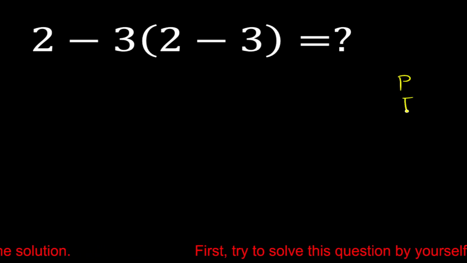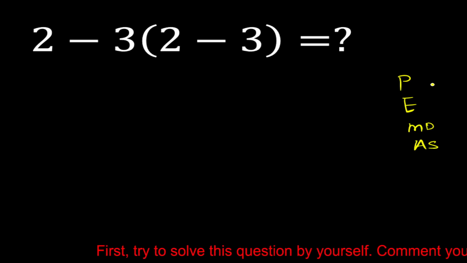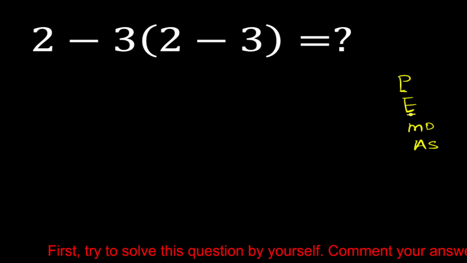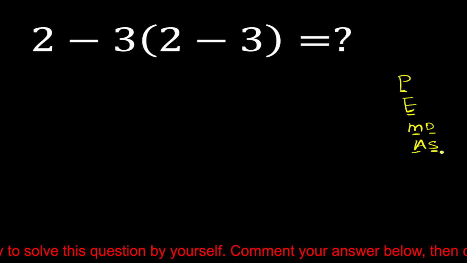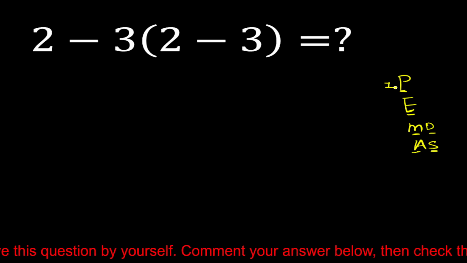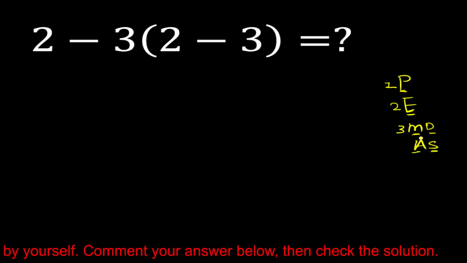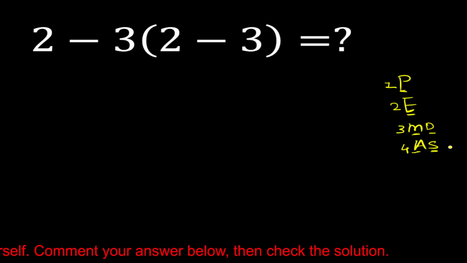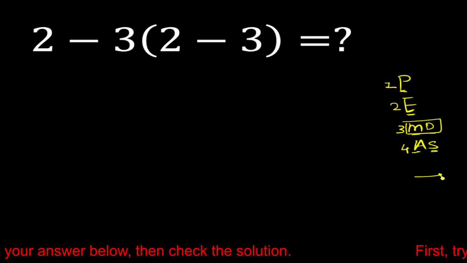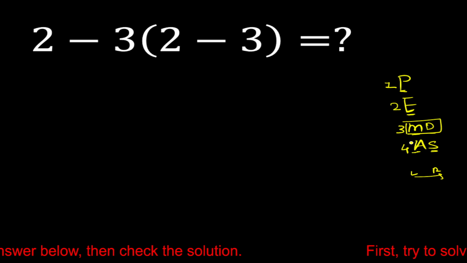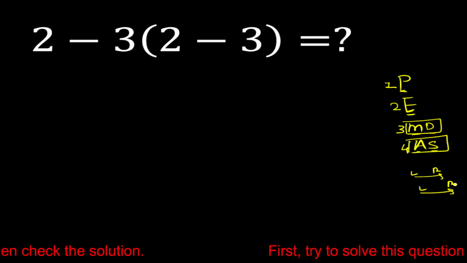PEMDAS. P means parenthesis, A means exponents, M means multiplication, D means division, A means addition, and S means subtraction. First priority is parenthesis, then second priority is exponents, then third priority is multiplication and division, fourth and last priority is addition and subtraction. So multiplication and division both have equal priority, so we have to solve it from left to right. And also addition and subtraction both have equal priority, so we have to solve it from left to right.